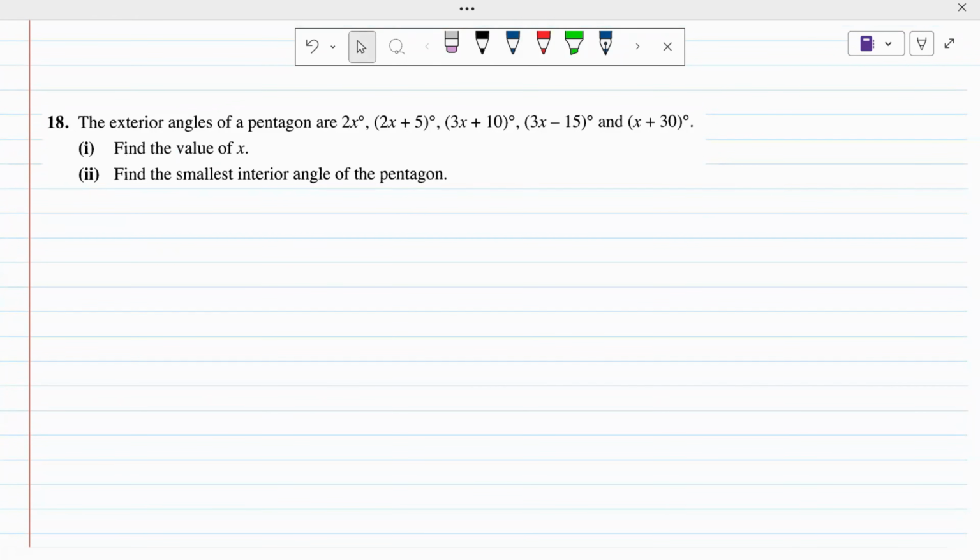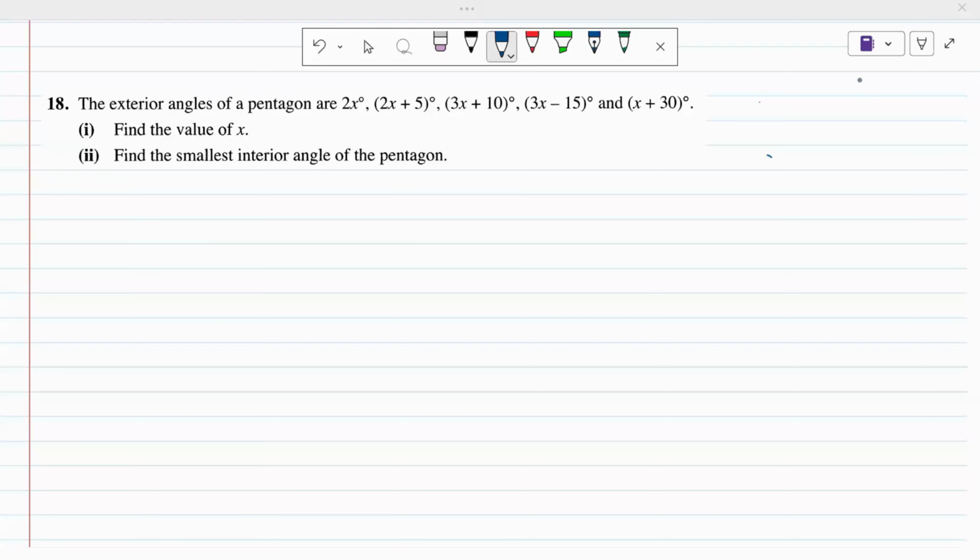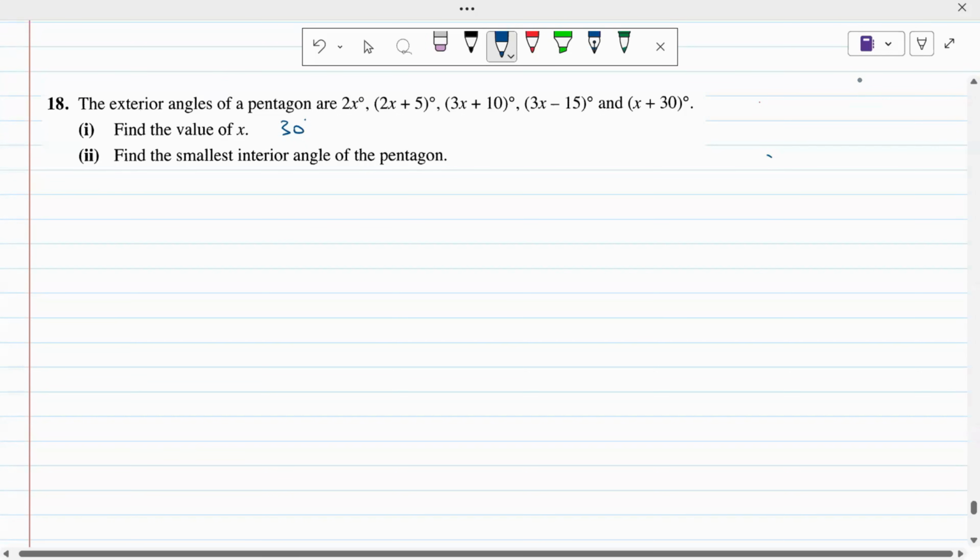Question number 18. The exterior angles of a pentagon are this, this, and this. We have to find the value of x. Guys, I want you to try solving this question yourself. You have 5 minutes of time, so please solve this. Okay, so for the first part, the correct answer is 30. And for the second part, the correct answer is 80.